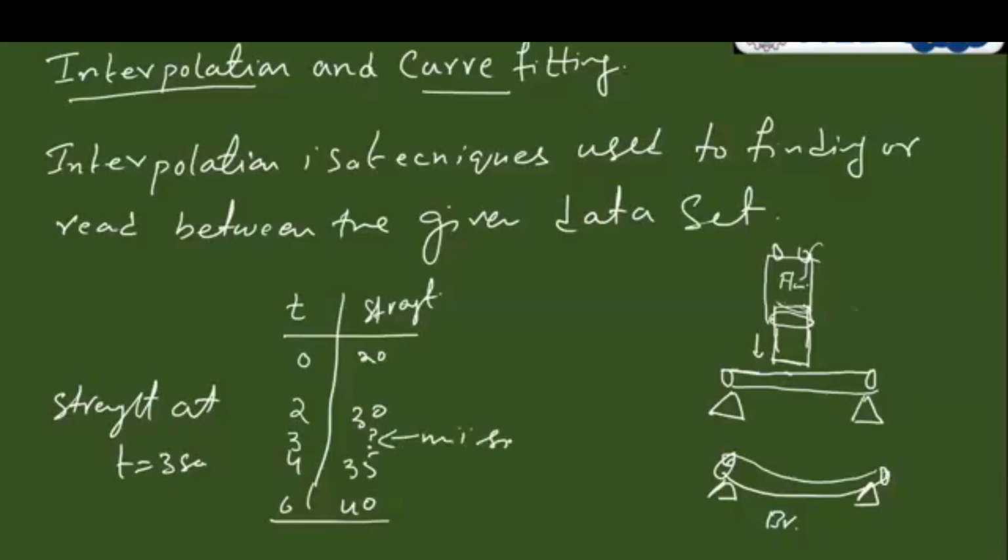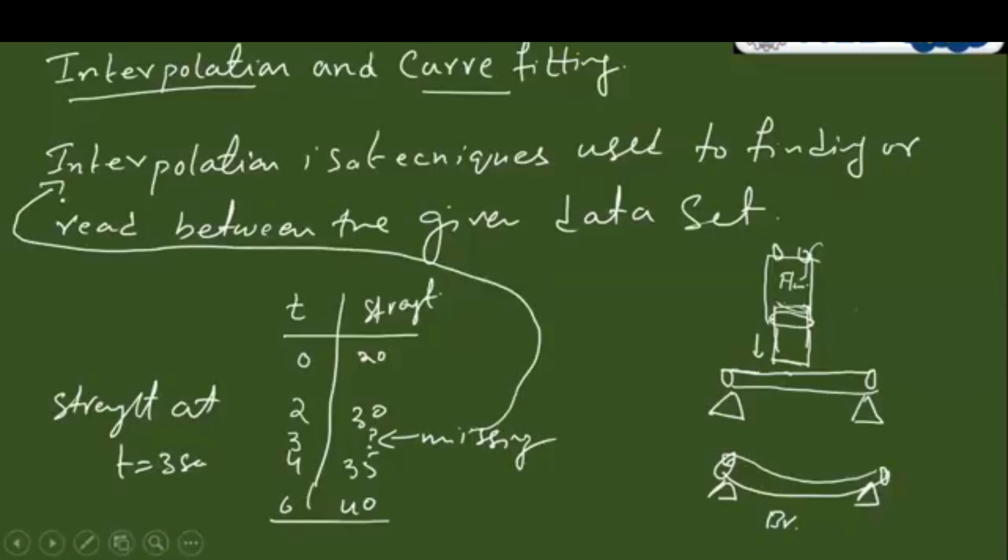If I apply any technique to read between the data set, that technique comes under the heading called interpolation. So what you are performing here is interpolation when you are trying to read the data. Keep in mind that interpolation only holds when you read between the data sets. Sometimes we use this data to predict data outside the data set. For example, you have readings at 0, 2, 4, and 6. Can you predict the reading at 8 seconds as well? Yes, you can do that.